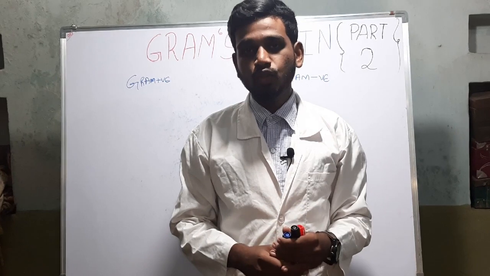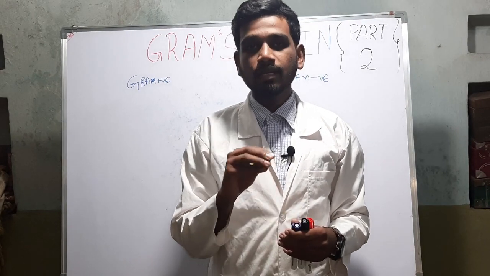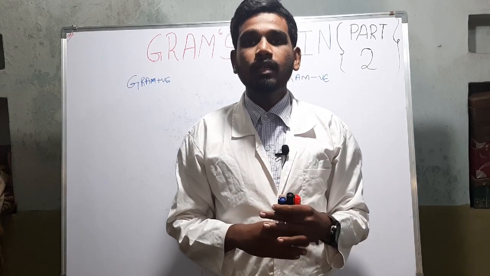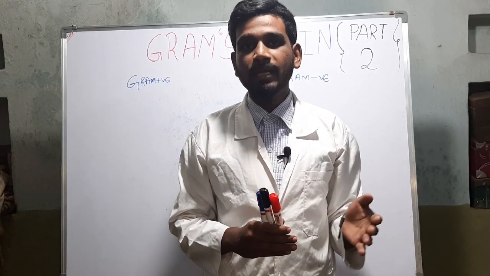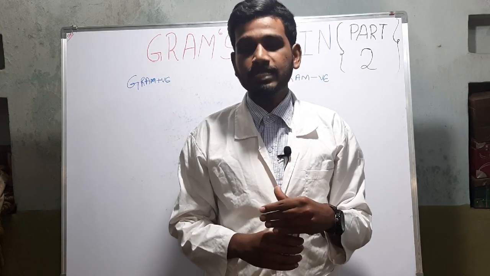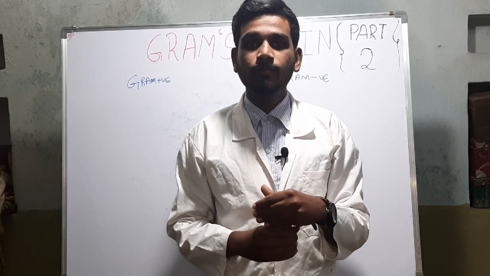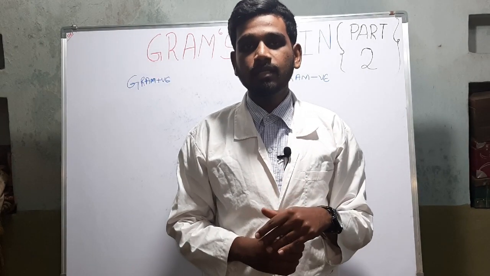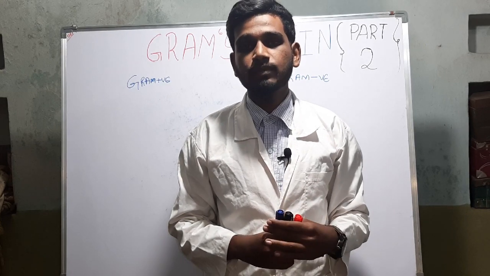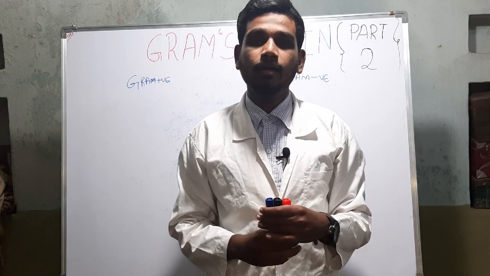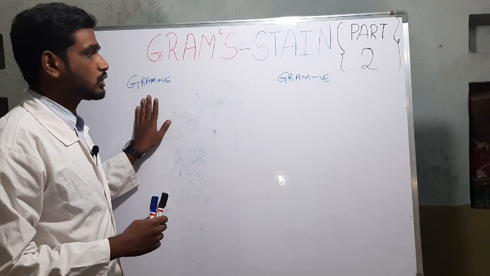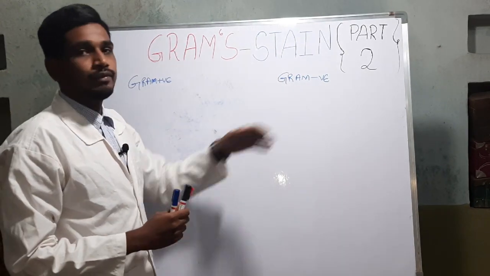Whatever part of the cell wall is necessary for the gram staining, I am discussing that. It doesn't mean that I am covering the whole bacterial cell wall; I am only highlighting those points which are important for the gram staining. There are certain other parts present too, but whatever is necessary and important for the gram staining, I am covering in this. So first we will see the similarity between the gram positive cell wall and the gram negative cell wall.